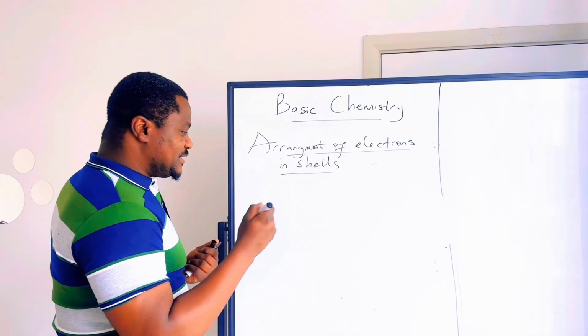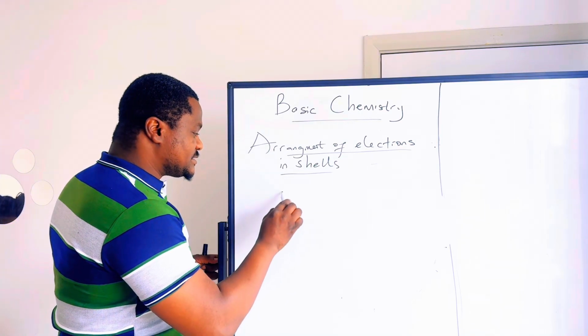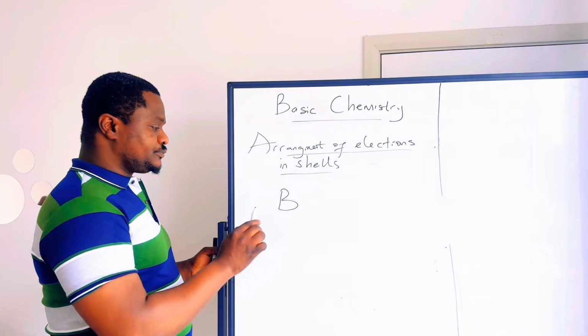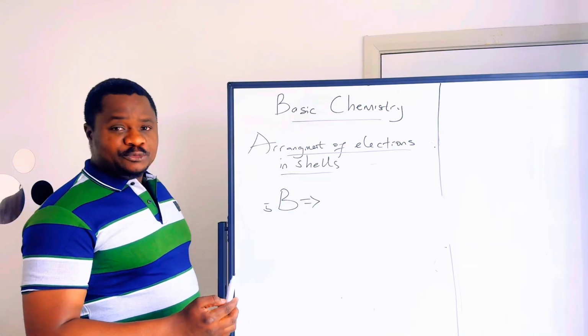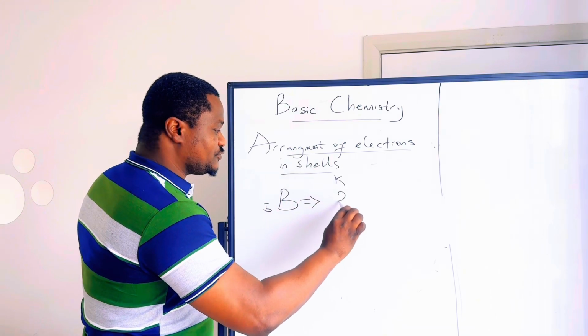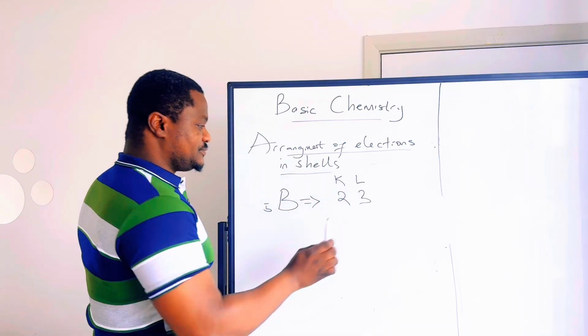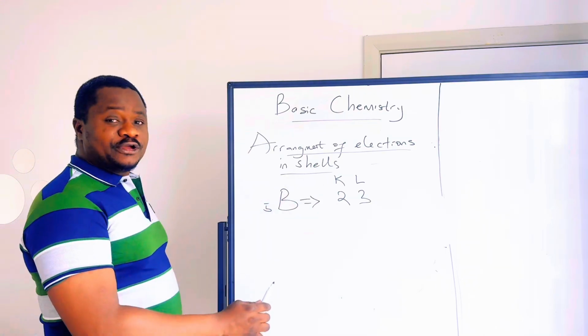For instance, let's start with something very simple. Let's say boron. Boron is 5. Now, if you want to use the KLM configuration, you will discover that boron is K is 2 and L is 3. 2, 3. Now, for the orbital diagram, you have to start drawing the shells.